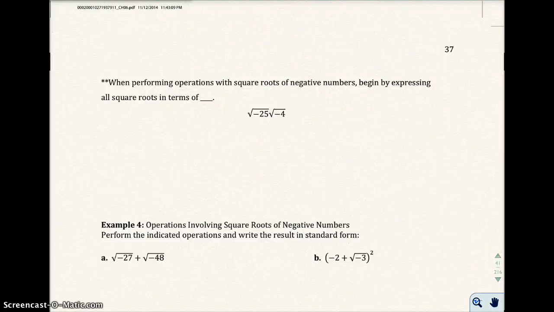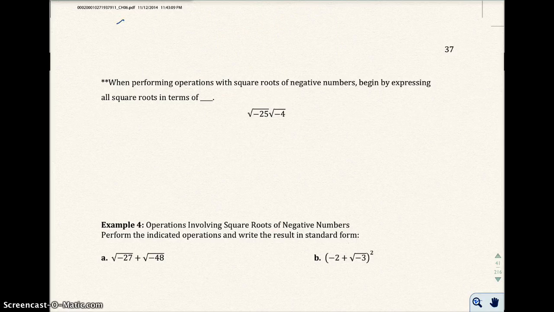Okay, so now we're continuing on with section 1.4, and we're on the top of page 37. Before I go ahead and continue on with these examples and notes, I want to go to a problem that we kind of dealt with before and incorporate the imaginary unit.